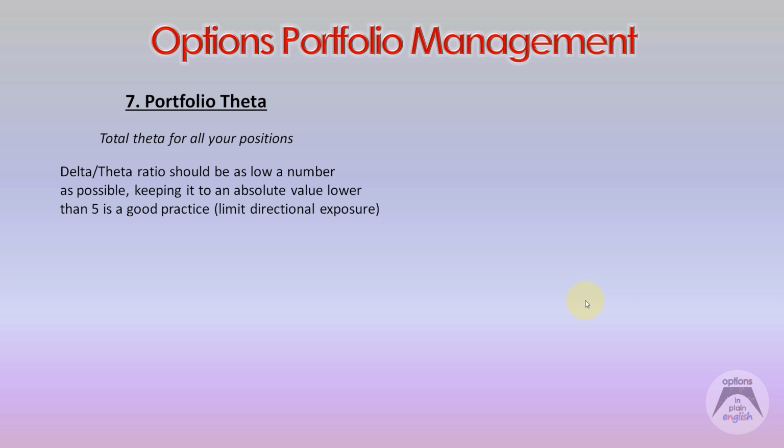Now, we know that we have a beta weighted delta. So the delta theta ratio should be as low a number as possible. Keeping it to an absolute value lower than 5 is a good practice to limit directional exposure.